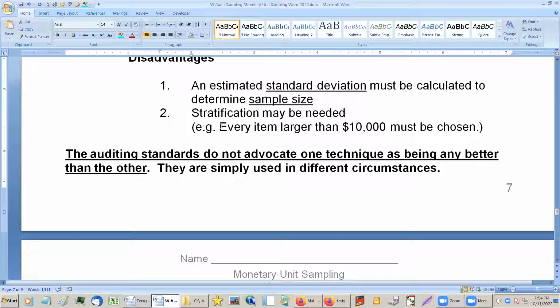Okay, so for instance, you might take items that are larger than $100 or $10,000 might be chosen. So stratification is, there's some items that are more important than others. A $10 item you probably don't really care too much about, but a $10,000 item, you're talking real money, and you may want to look at that.